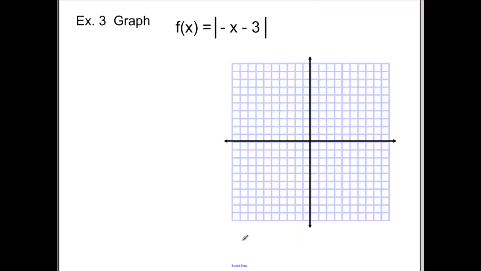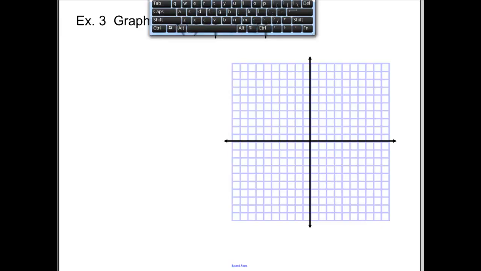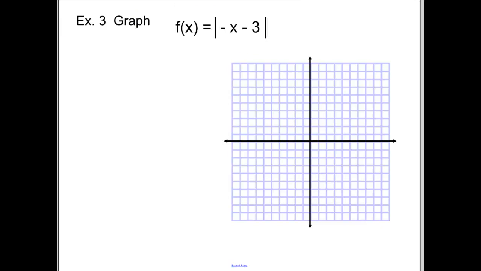Okay, one example to end the lesson. So let's see the graph where f of x equals the absolute value of negative x minus 3. I'm going to move back slightly to the last slide here.